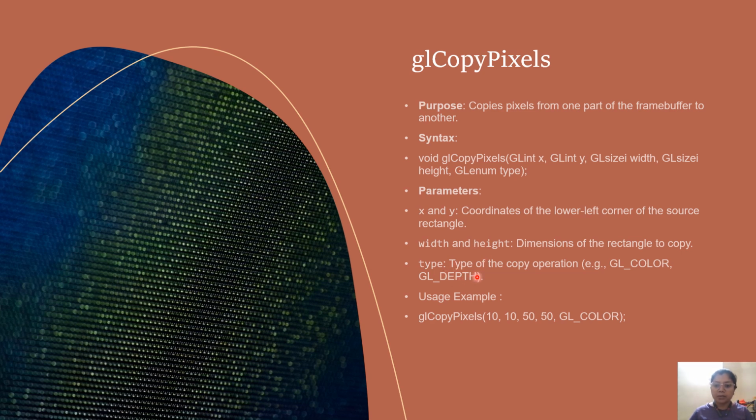Next is the type of the copy operation, for example GL_COLOR or GL_DEPTH. This is an example of how we can use the glCopyPixels function: glCopyPixels 10, 10, 50, 50, GL_COLOR. Here 10, 10 is the coordinate of the lower left corner of the source rectangle, and 50, 50 is the size of the rectangle. GL_COLOR is the type.